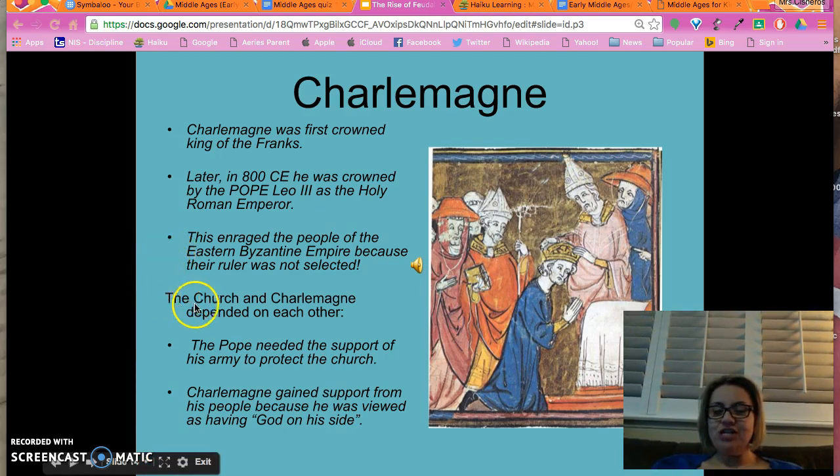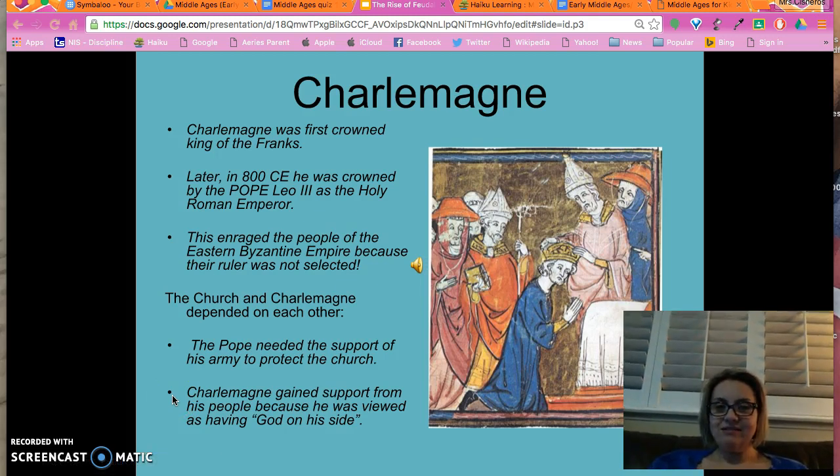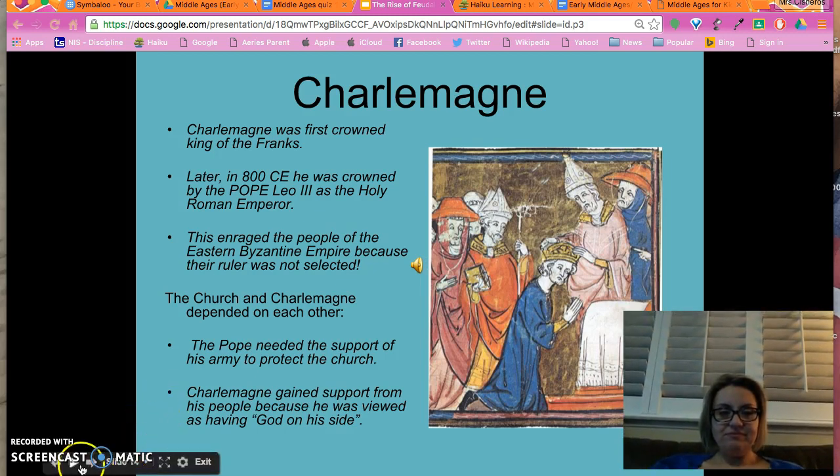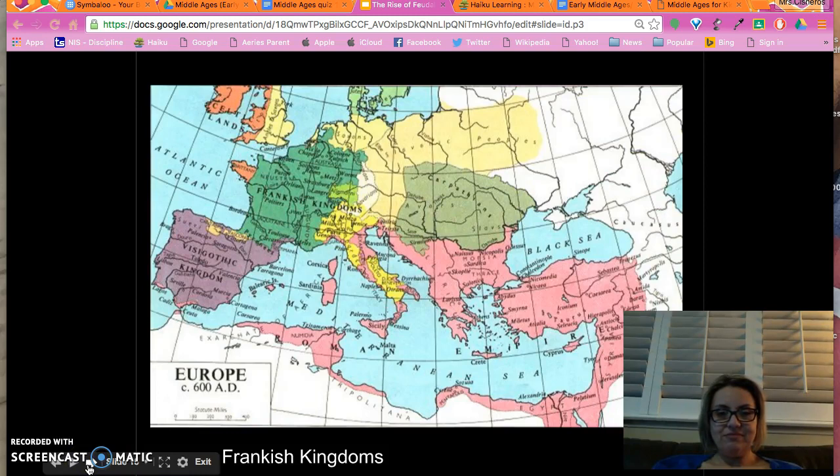Be aware that the church and Charlemagne depended on each other. The Pope needed the support of his army to protect the church. And Charlemagne gained support from his people because he was viewed as having God on his side. As you can see, right in this area, these were all the Frankish kingdoms, all in green.